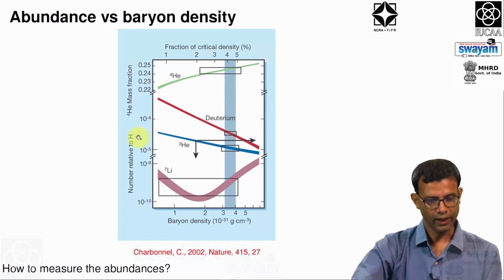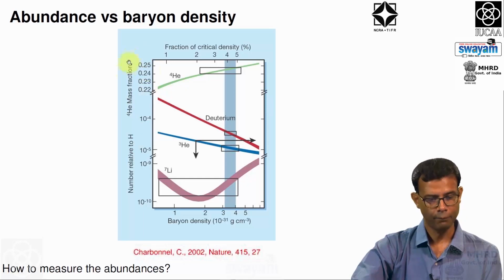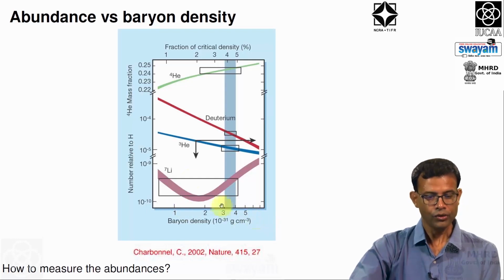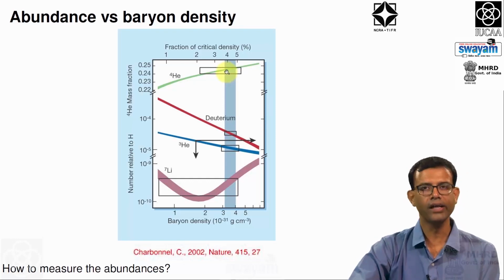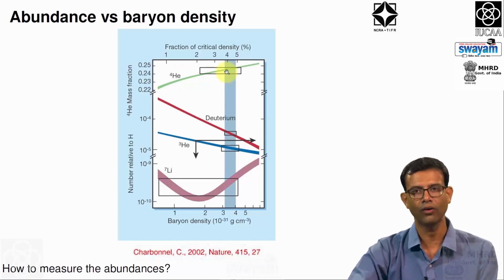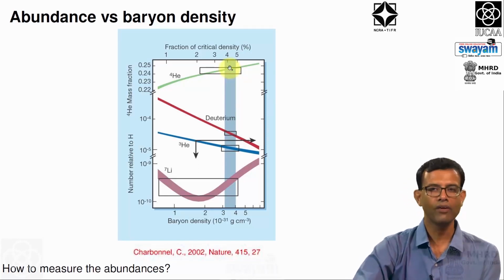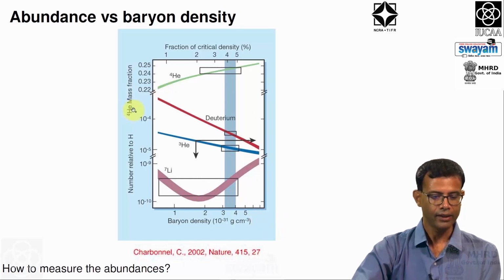So, what has been plotted here, for example, if you look at this green solid curve, it gives you the helium mass fraction as a function of baryon density. All these calculations will depend on how many baryons you put in the universe, because the reaction rates will change. Okay. The more baryons you put, reactions in general will go faster. So, some species will be created more efficiently, some species will be destroyed more efficiently, and so on. So, all these things will be a function of the baryon density.